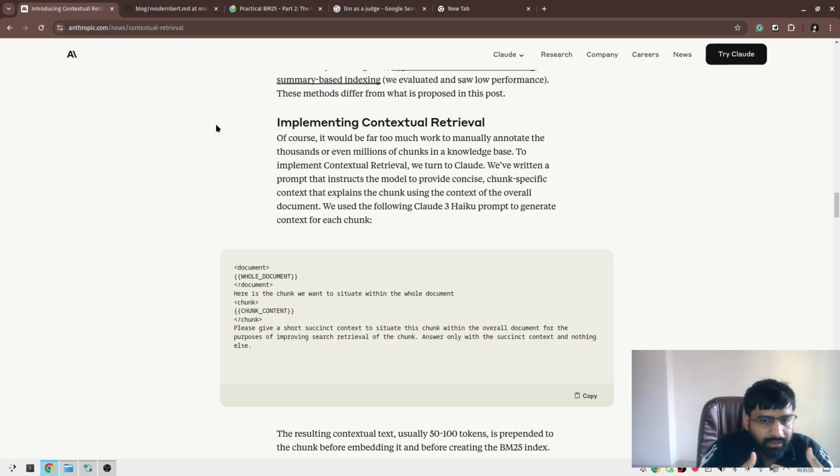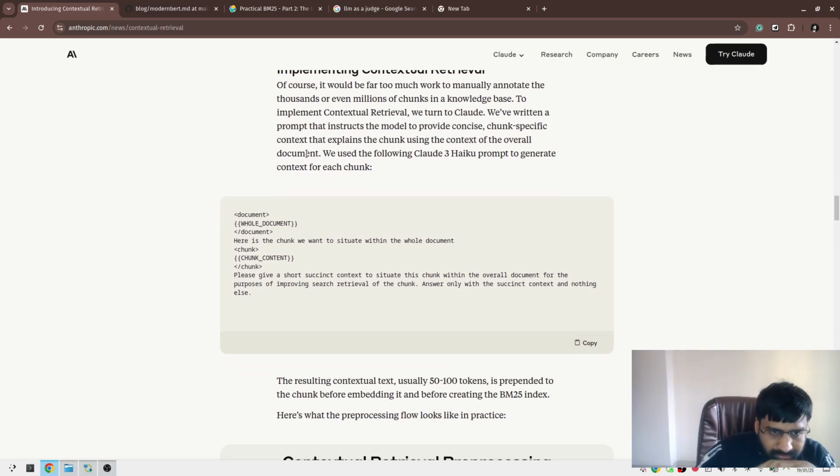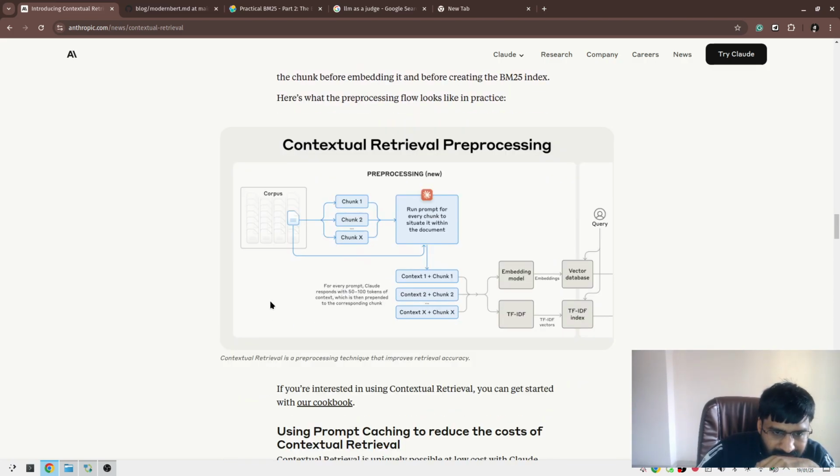So to improve the relevancy of each chunk, what they have done is they generated the summary of each chunk, and then they embedded that summary into the end of the chunk, and then they generated the embeddings. Then they discussed this approach, like you have chunks and then run a prompt for every chunk to situate it within the document, and you have context along with each chunk, and then you put it into the vector database and TF-IDF search, and then you query on top of those chunks.